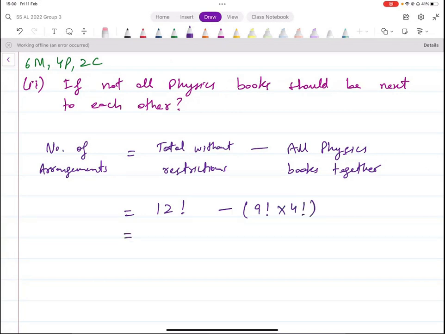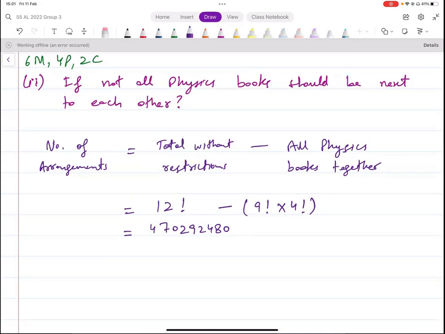Okay, so if there were 4 books and we want not all of them to be together, this is what we get. 12 factorial minus 9 factorial into 4 factorial. Okay, उसमें से minus कर दिया. Now what do I get from this? I'm getting 470292480. Is that correct? Yes, sir. Okay. So this was very similar to what we did earlier.